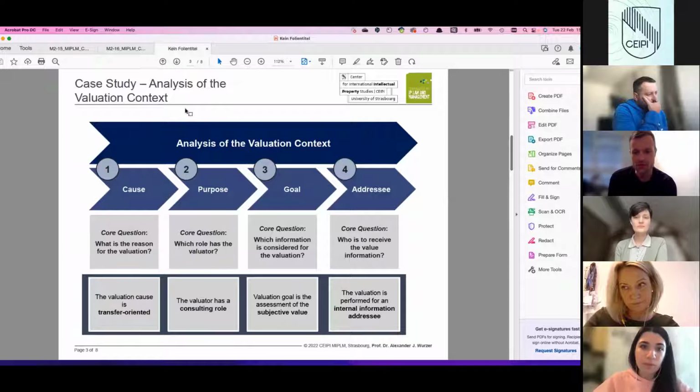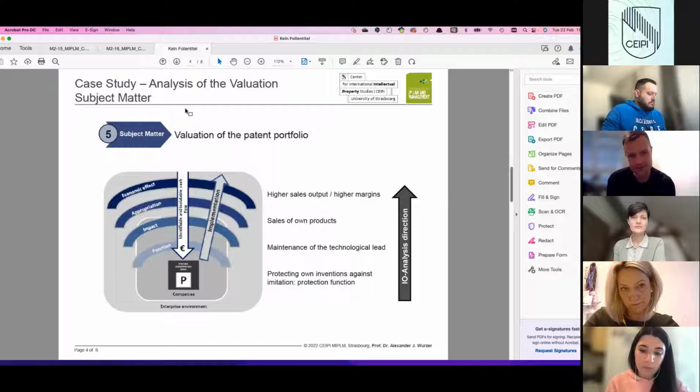And the final question was, who is the addressee? It's clearly the case that it's internal information, meaning that the management of Bauma is our addressee for the valuation. And with that, I hand over to the next presenter.